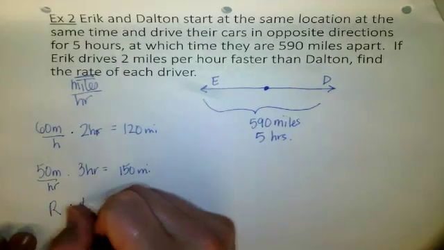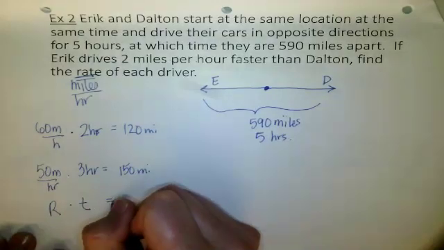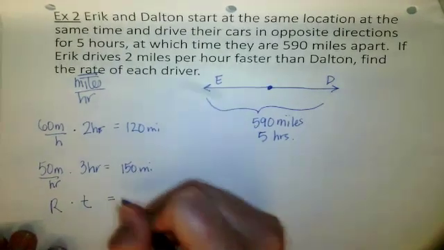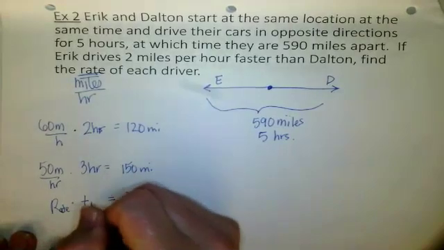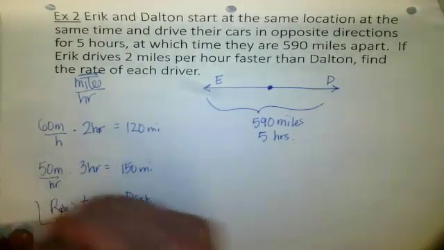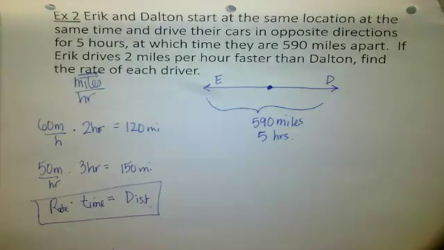So if you know the rate and the time, what is that going to give you? 90 miles. Distance. Rate times time equals distance. Or more commonly known, distance equals rate times time.